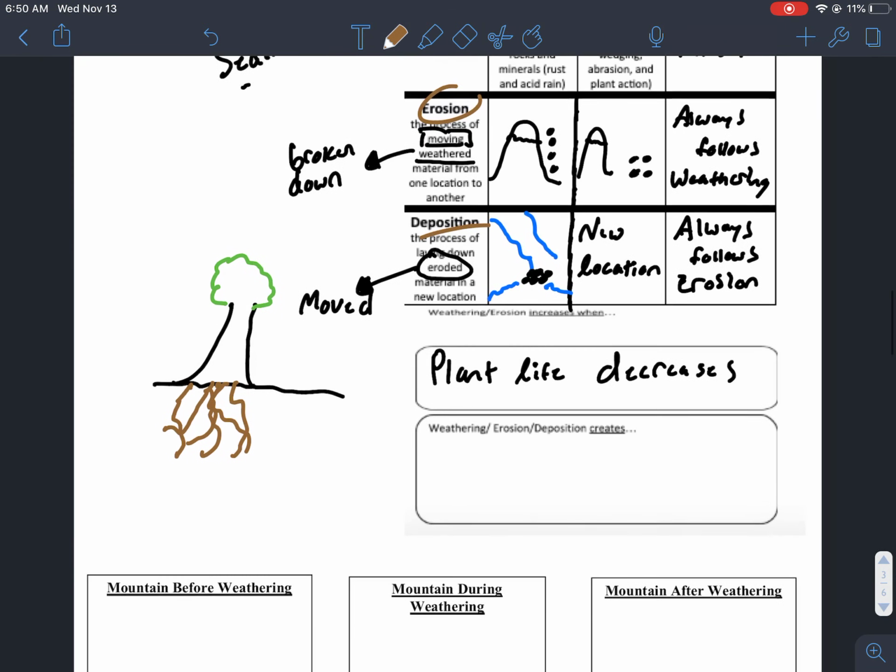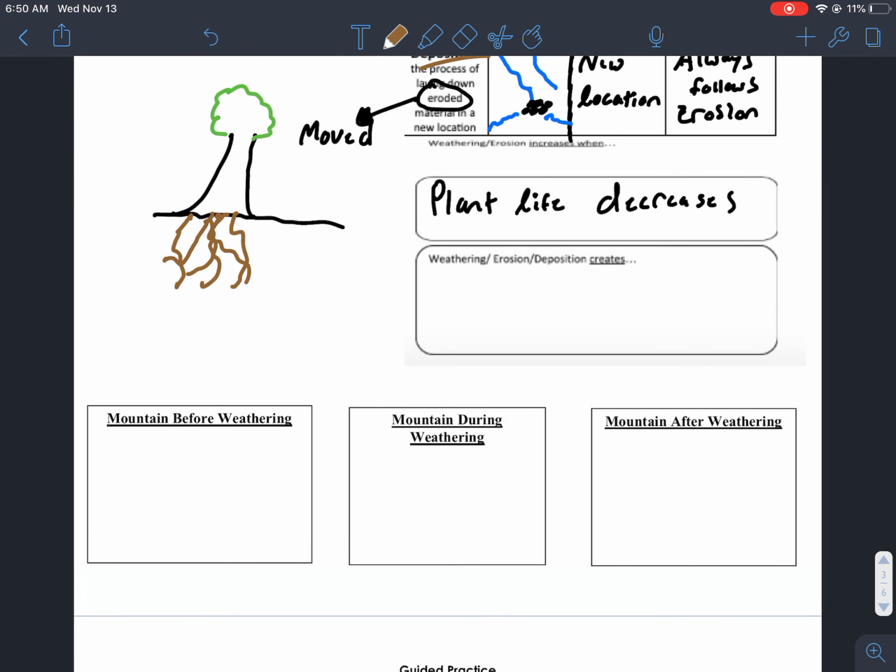All right, finally, let's talk about what weathering, erosion, and deposition create. So what can this make? We're going to list a couple examples, all right? Our first example that we're going to list is river delta. Second thing we're going to list is beach. And the third and final thing that we are going to list.